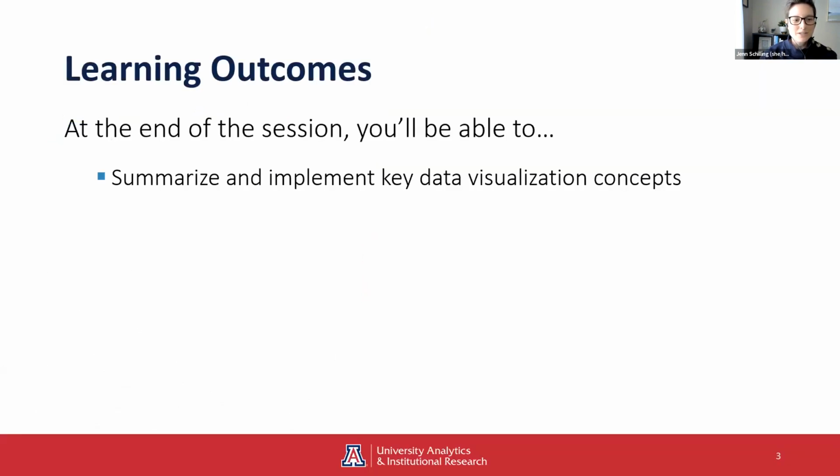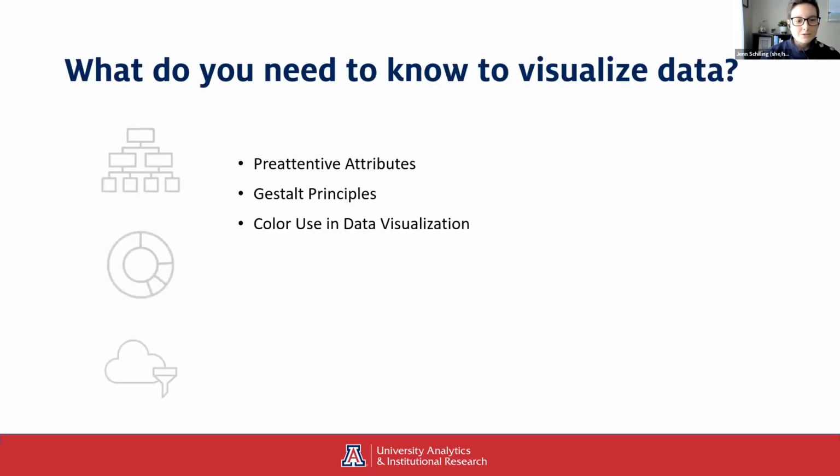At the end of today's presentation, you'll be able to summarize and implement key data viz concepts, including pre-attentive attributes, Gestalt principles, and color best practices. So what do you need to know to visualize data? Here are 3 key topics that we'll discuss today that I think are useful to understand when visualizing data. First, we'll talk about pre-attentive attributes, which are visual encodings that our brains process actually without our conscious awareness.